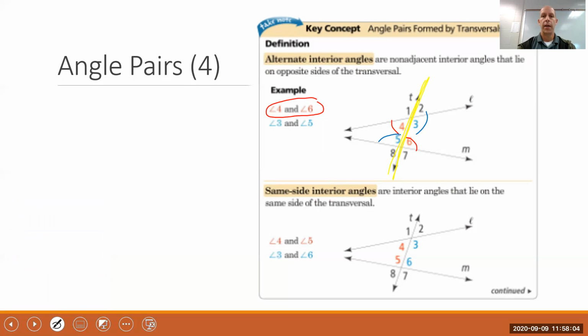Okay. The next type of angle pairs that we have are same side interior. So again, they are interior, just like the last one, but now they have to be on the same side. So it should make sense that angles 4 and 5 would be same side interior. And similarly, angles 3 and 6 are same side interior because they are inside of the other two lines and they are on the same side of the transversal. So we've got alternate interior, same side interior.